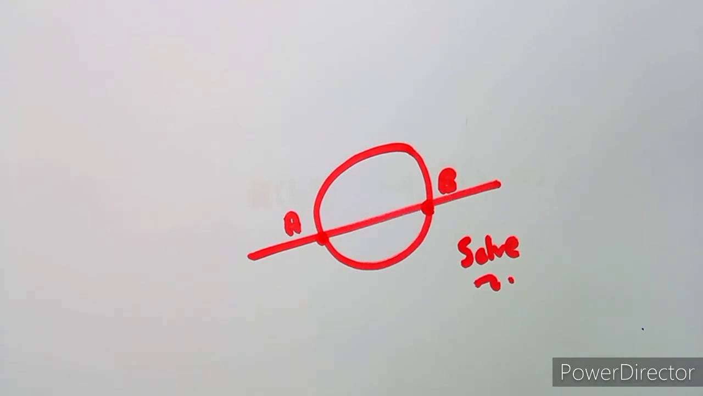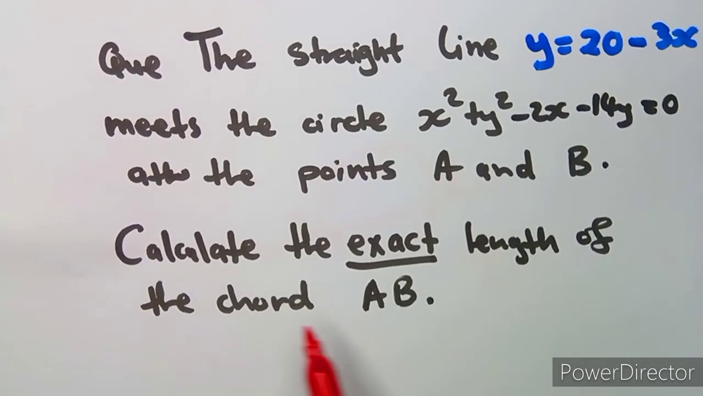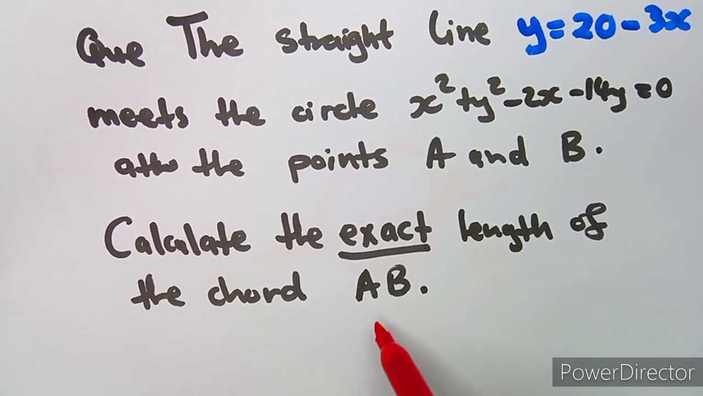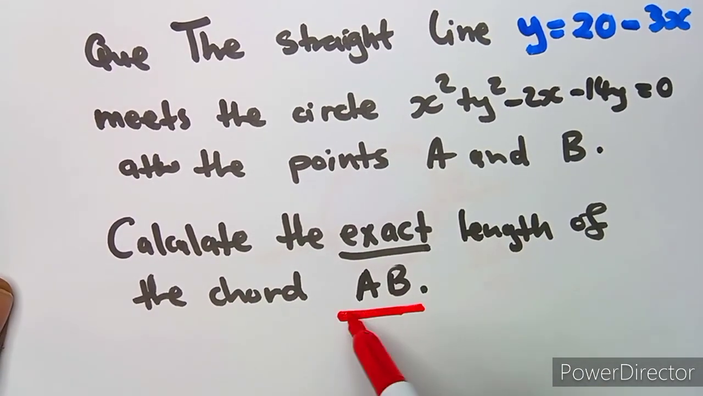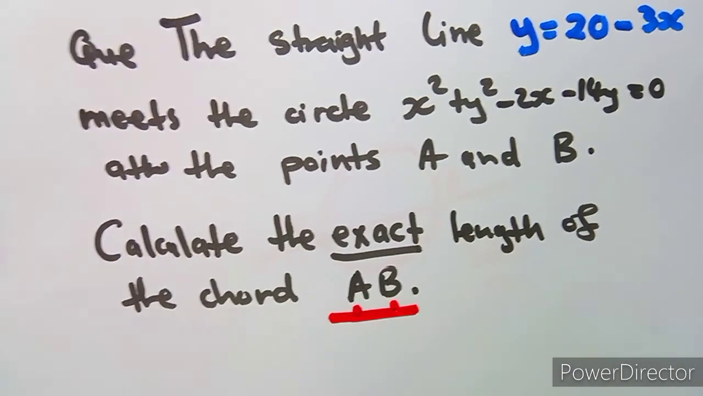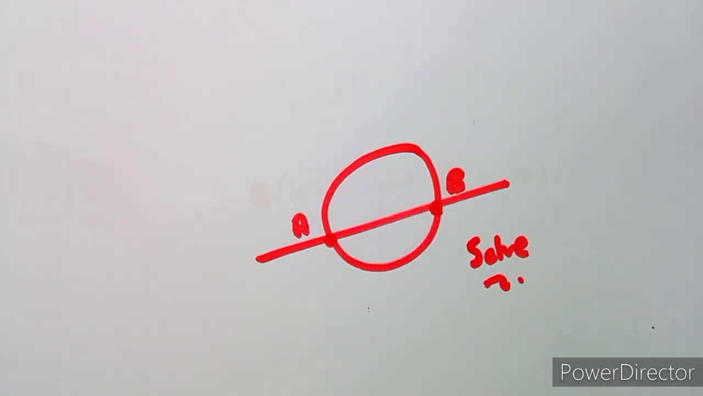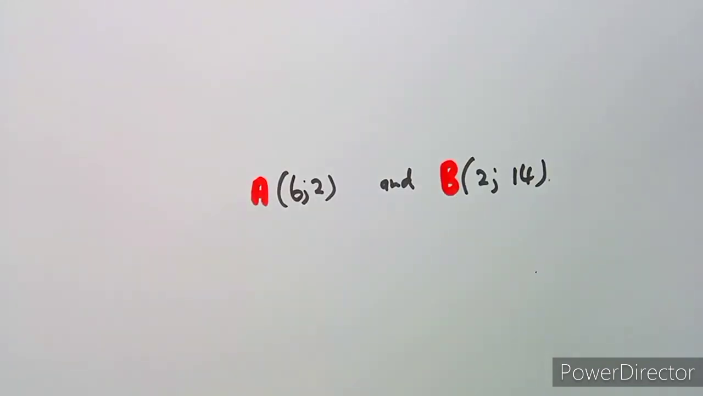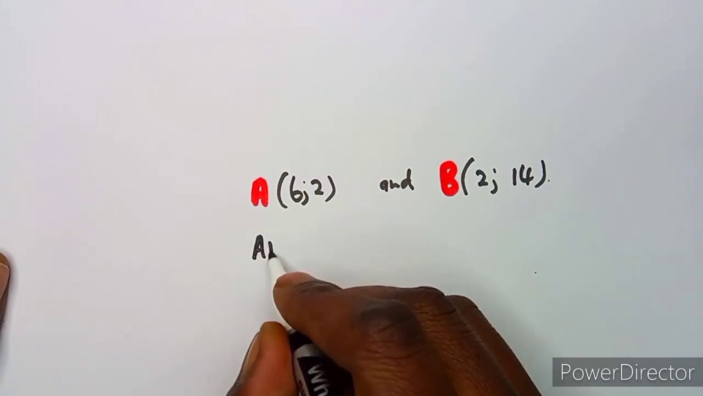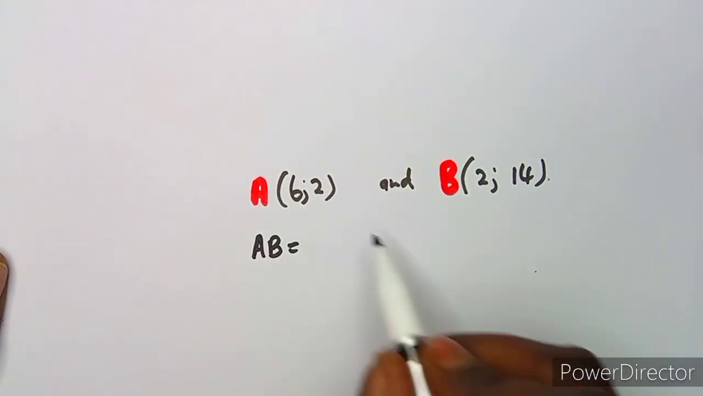But the question is not about the points. The question is for us to calculate the exact length of the chord AB. What is going to be the exact length? Now that you've got the point A and the point B, then we can now find the length. Remember, length of a line is given by this formula AB, which represents length of a line.